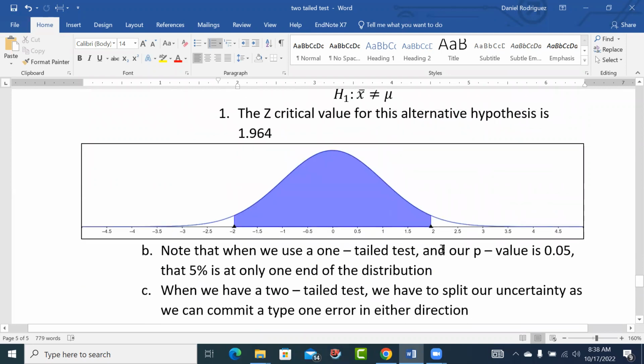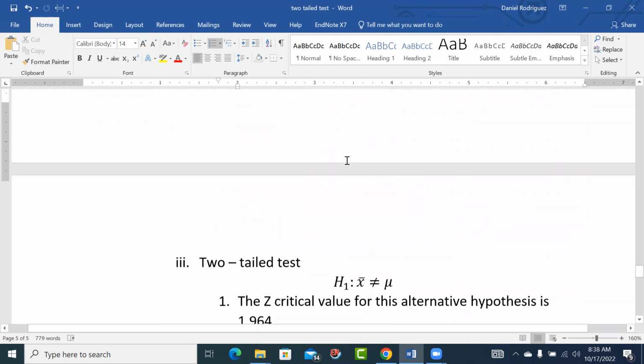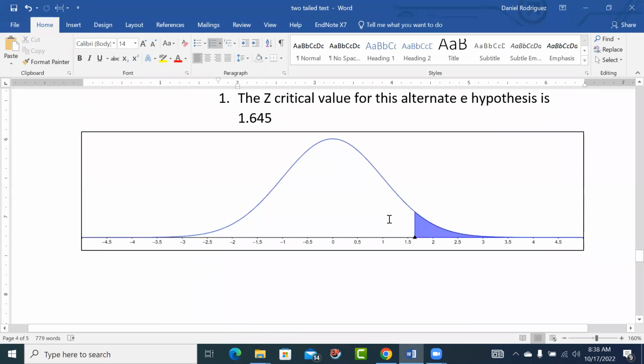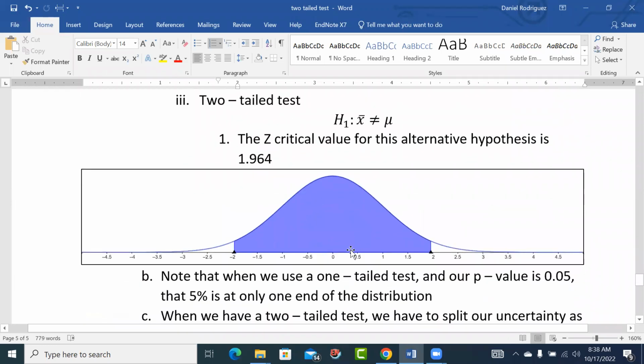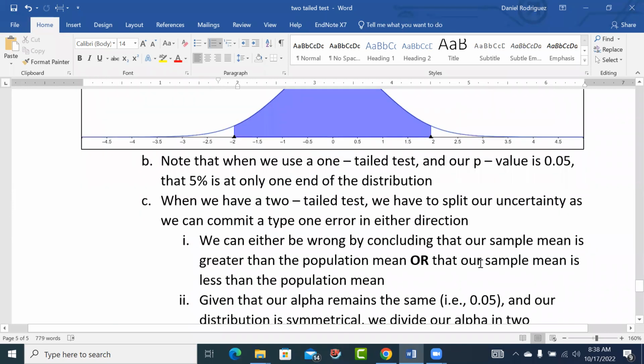Now, here's the interesting thing. You'll notice that the critical value is further from the mean when we do a two-tailed test, 1.964, than when we do a one-tailed test, 1.645. To reject the null hypothesis, our calculated value has to be further away from the mean than the critical value. So what this shows us is that since the Z critical value for a two-tailed test is further from the mean than for a one-tailed test, it becomes more difficult to reject the null. And again, that's another indication that we have more power with a one-tail than a two-tailed test.